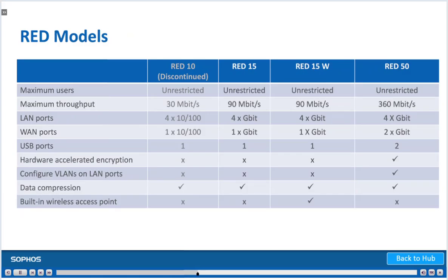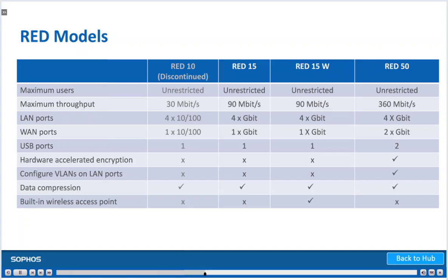The RED 10 ceased sale on the 1st of November in 2015. However, they can still be used with Sophos XG Firewall. The RED 15 is the upgraded replacement for the RED 10, which offers up to 3 times the throughput and gigabit ports. The RED 15W has all the features of the RED 15 and also includes a built-in wireless access point.